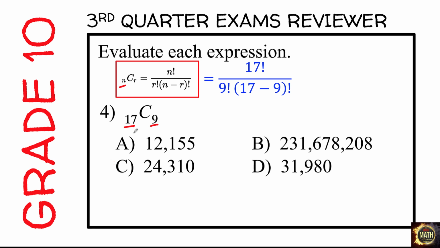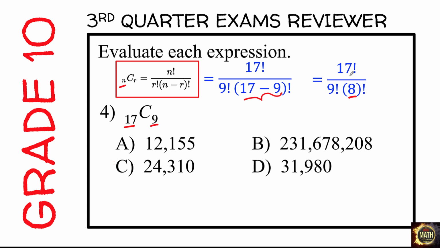So, to compute now for 17 combined 9 at a time, let's substitute 17 for n and then copy the factorial sign over r, which is 9, copy the factorial sign, times the quantity n minus r. So we have 17 minus 9 factorial. And 17 minus 9 is equal to 8. So, naging 8 factorial na dito.